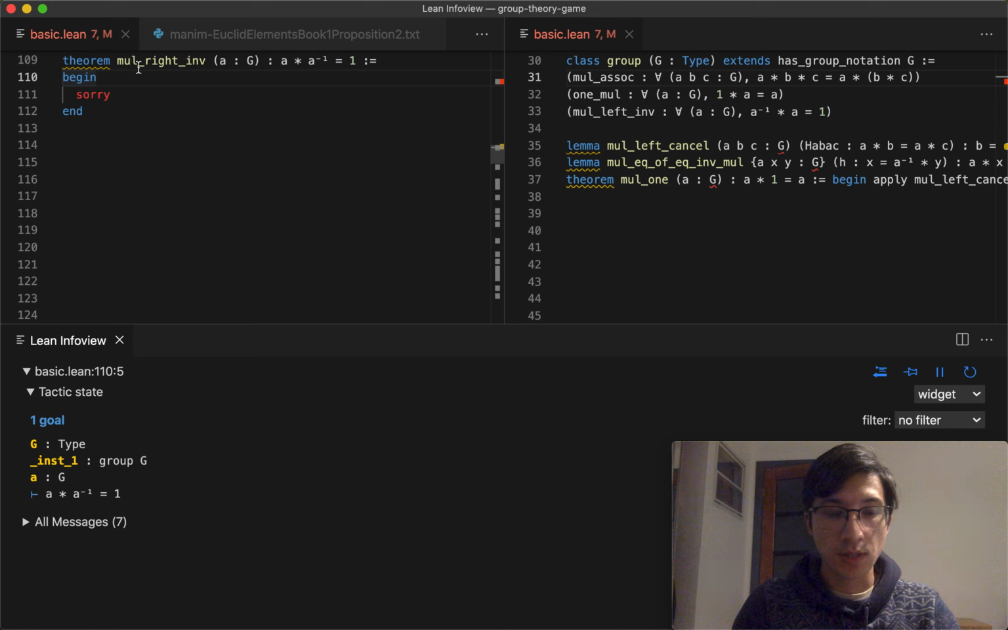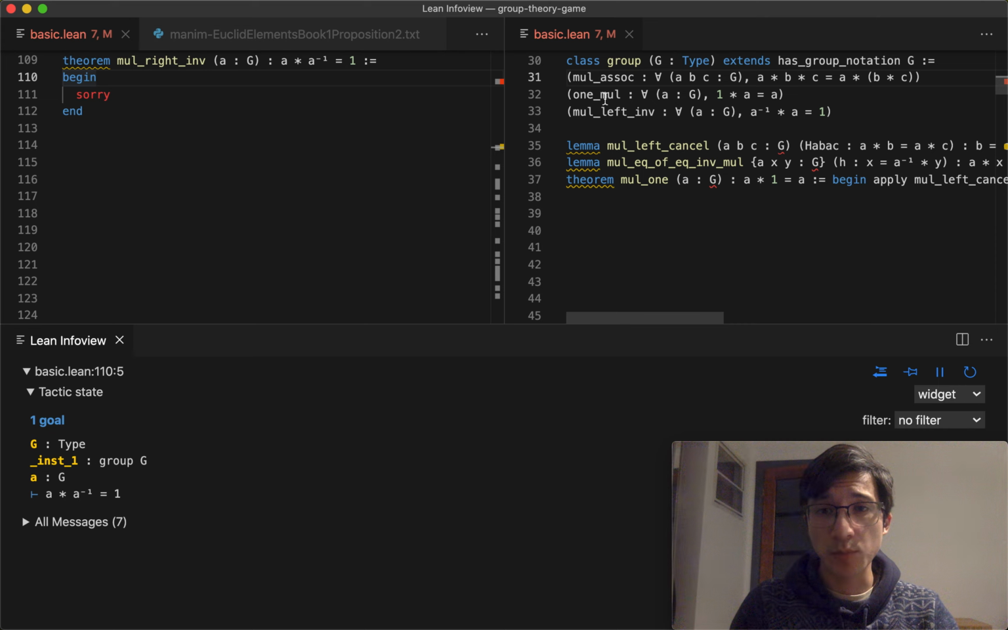If we look at our current goal, we have A times A inverse equals 1. And if we look at the tools at our disposal, we have the 3 axioms of a group, as well as 3 propositions that we've proven earlier. If we go one by one and look at how we can use them, if we look at mul_assoc, we see that none of the patterns here show up in our current goal, so we can't use it.